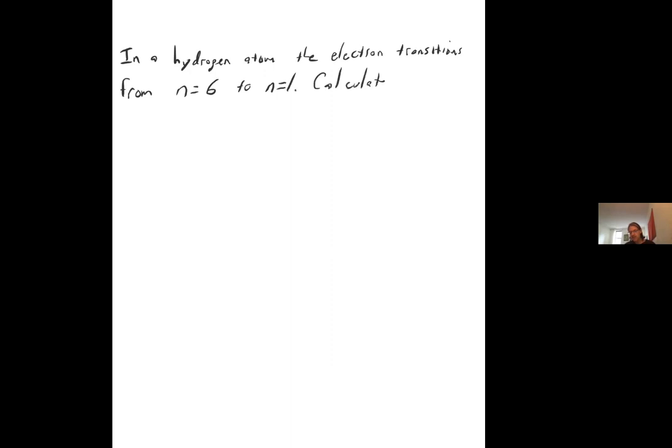So let's say, for example, you know, in a hydrogen atom, again, this is only for a hydrogen atom. The electron transitions from n equals, let's do 6 to n equals 1. Calculate the wavelength of the photon emitted.